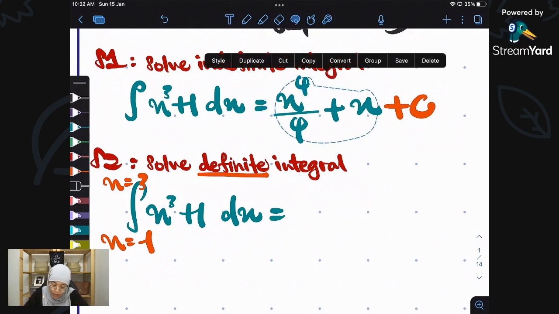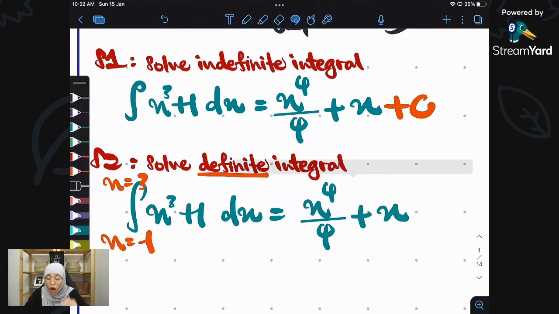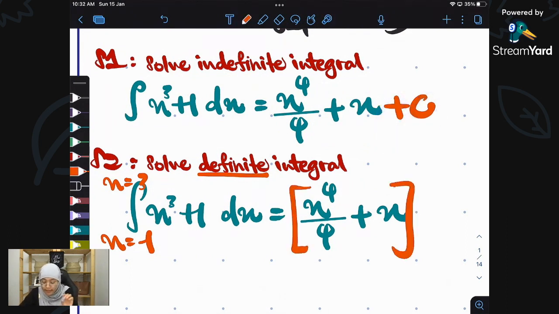We bring it down below here, which means I copy paste, but I copy paste without the C. No more plus C anymore. But I now put a big bracket with the limit of -1 until 3.